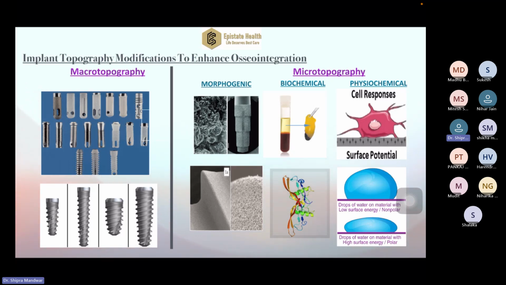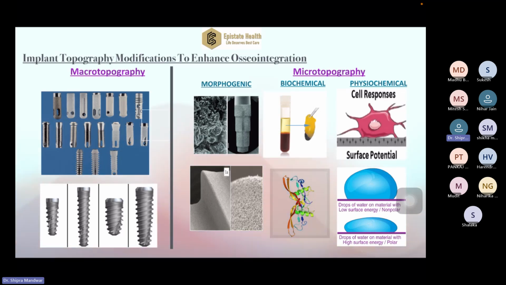Now it doesn't stop there. Once we have achieved the macro topography, we move on to the micro topography level. We can make changes in the morphogenic, biochemical and physiochemical processes. Morphogenic means we are just changing the surface. We can do that by acid etching, sandblasting. And in the biochemical, we are applying PRP on the implant, trying to make it more favorable for osseointegration.